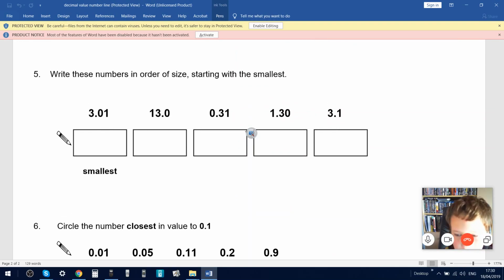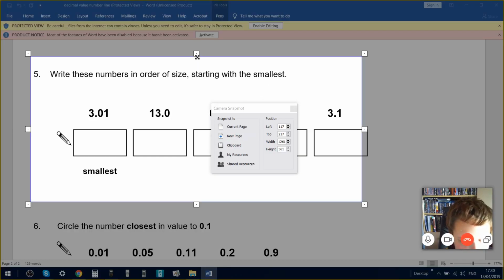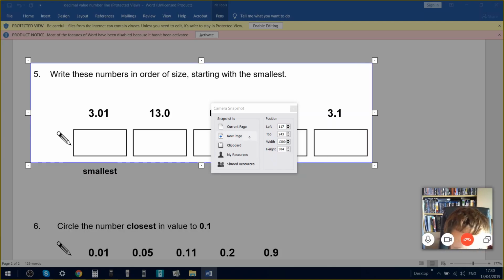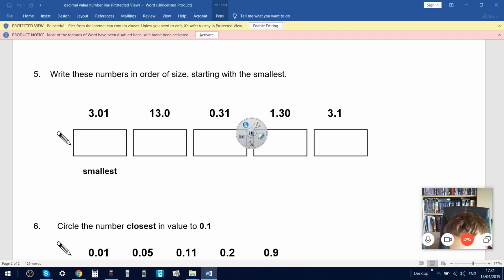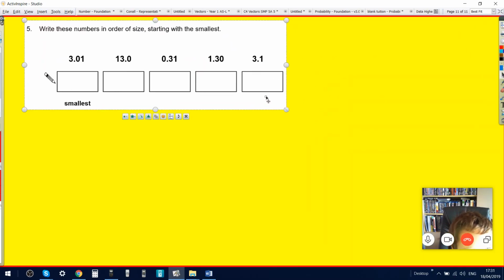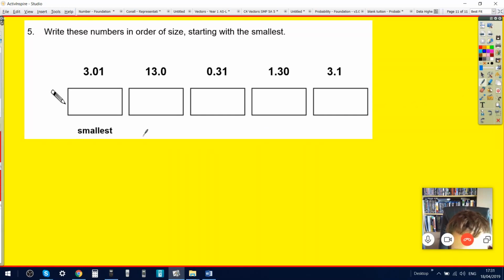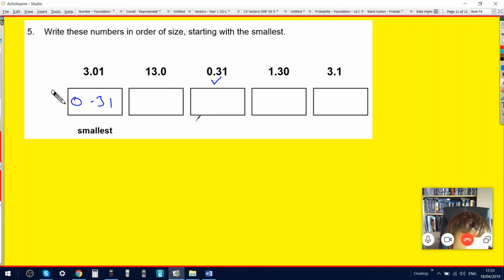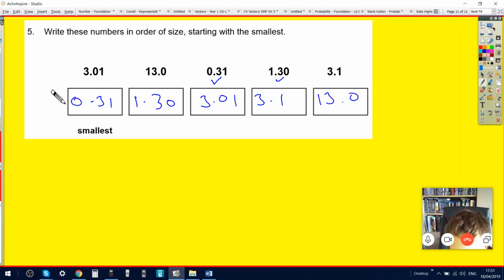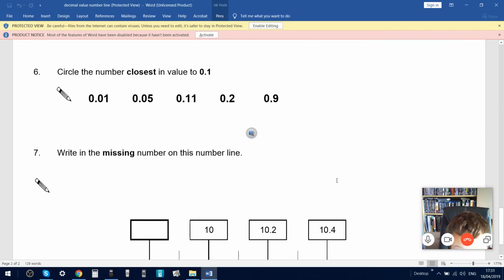Okay, write these in order, smallest to biggest. Okay, so the smallest one must be 0.31, followed by 3.01. Is there a smaller one? No, sorry. 1.30. And then 3.01. And then 3.1. And then 13.0. Well done. Okay, how about this one?